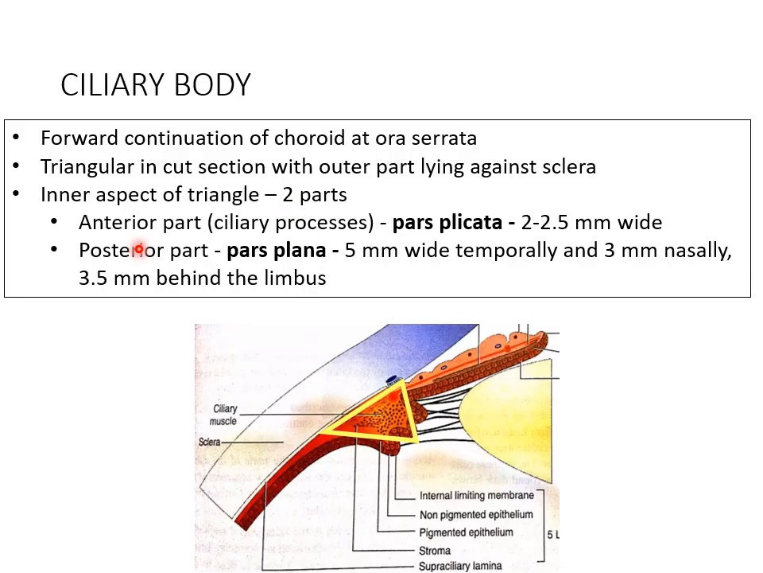Now, the inner part is again divided into two parts. The pars plicata, which contains the ciliary processes, and the pars plana, which is the flattest part of the ciliary body. It is located about 3.5 mm behind the limbus, where these processes end. This part is the pars plana. This is the pars plicata.